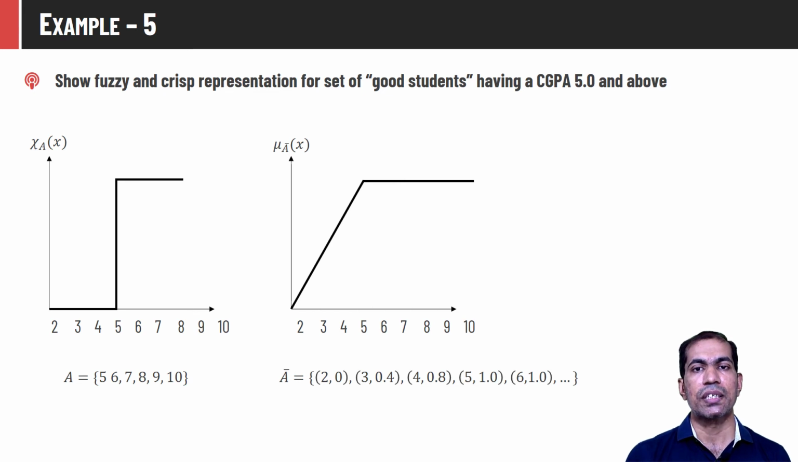All the students having a CGPA greater than 5 will have membership value 1, and as the CGPA decreases, the membership value of the student in good students will decrease. So the student is still considered a good student, but the membership value will be less now.